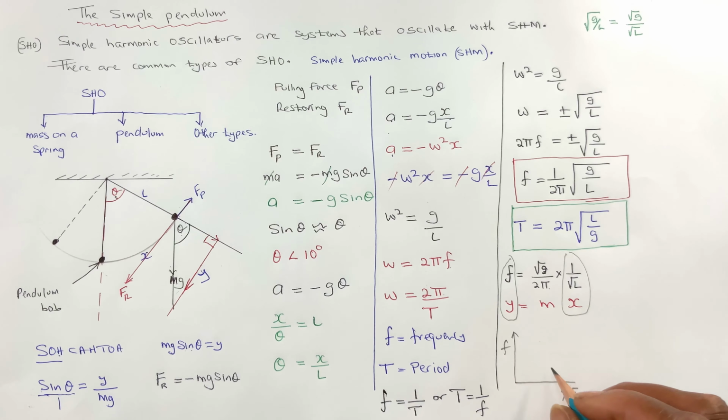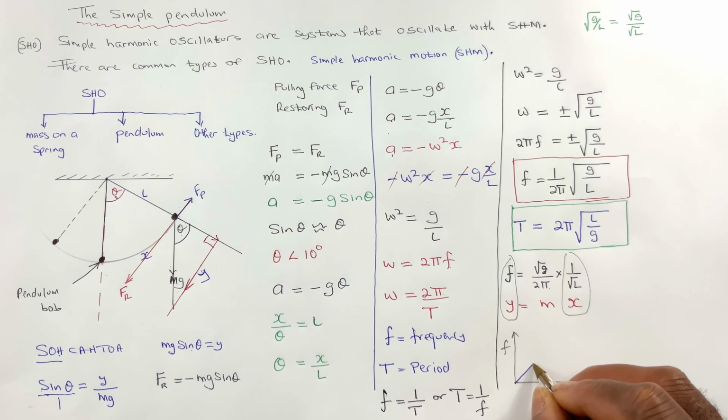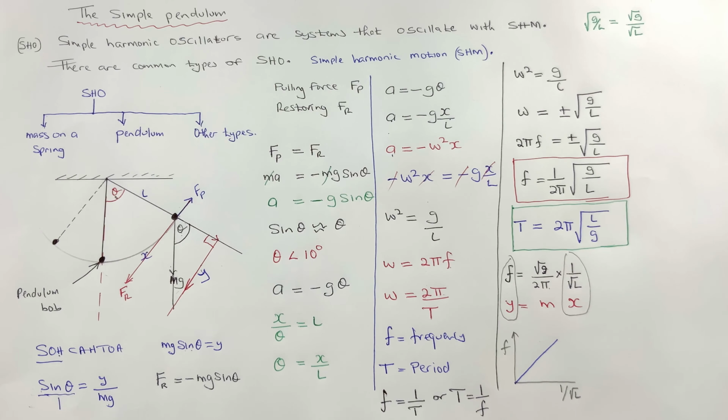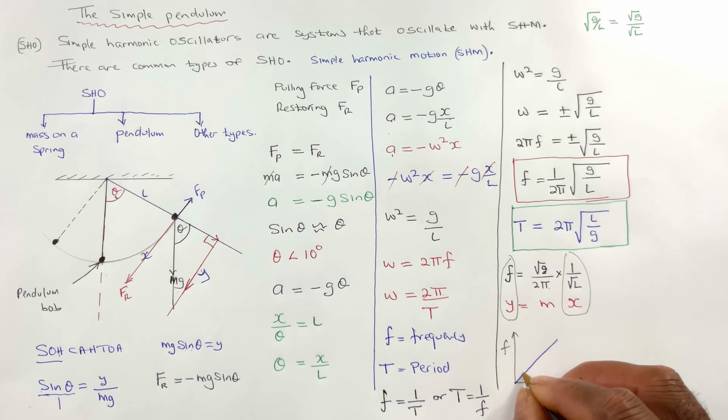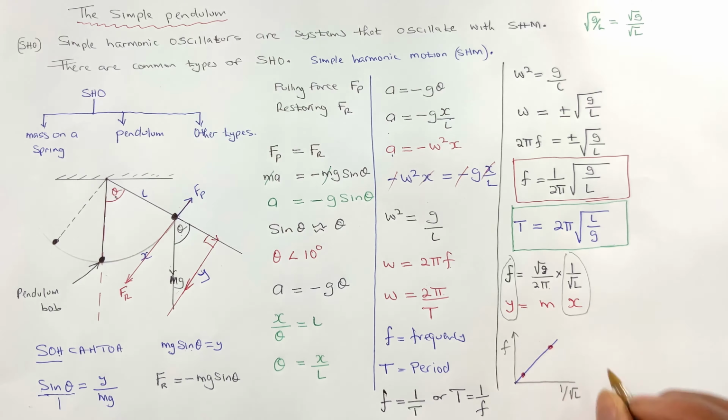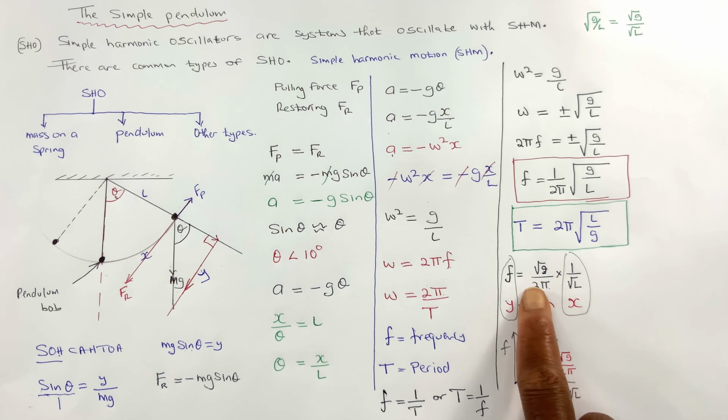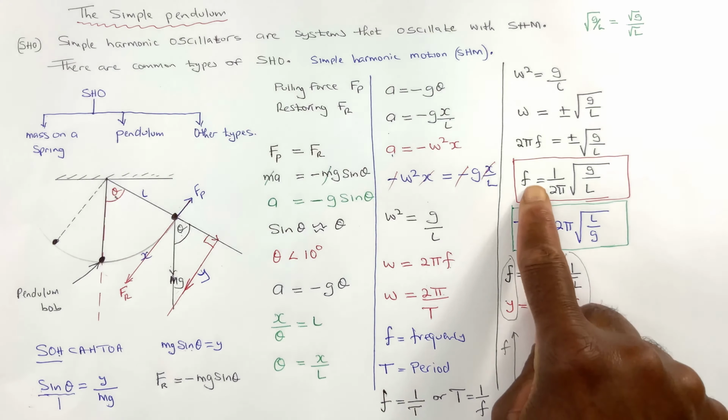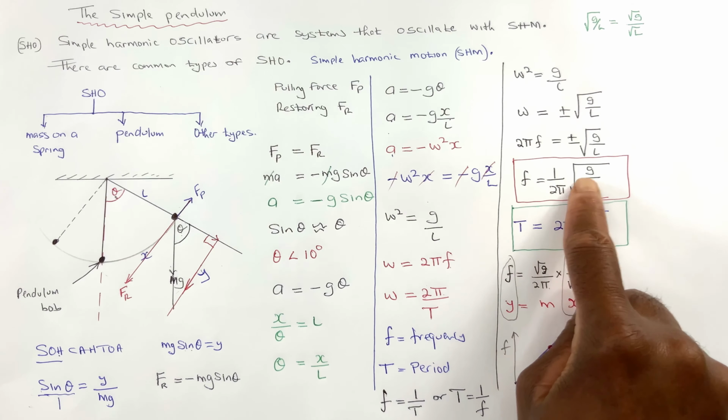So that graph could give me a straight line graph through the origin, and if I find the gradient, I need to pick 2 points, and that would just draw that down to find the gradient, and that gradient is equal to root g over 2 pi. But at the same time, I could square both sides in order to get rid of the square root.